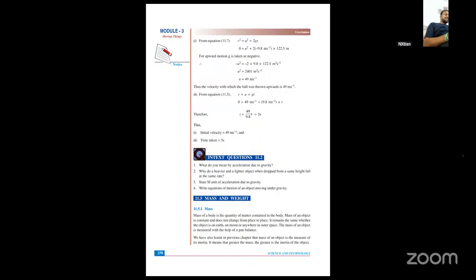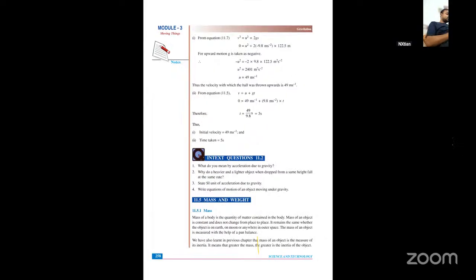So what I'm trying to say is that mass doesn't change. Mass remains constant from place to place. If you go to the Moon, Jupiter, Saturn, anywhere else, the mass doesn't change, but weight changes. So mass is constant, but weight is not constant. Understood, guys? Yes or no? Okay, so I request Joshua to read this, please.